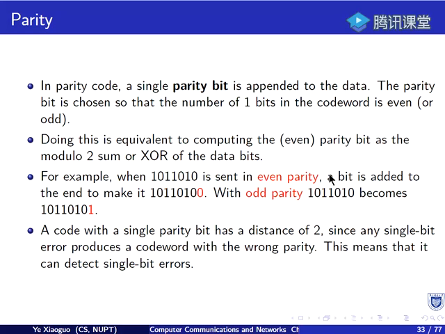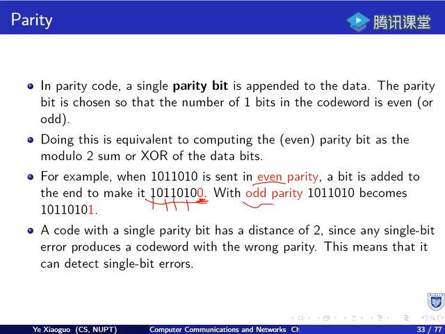Even parity means that in the transmitted bit stream, the number of 1 bits should be even. So the number of 1s is 1, 2, 3, 4. That is even, right? Since it is even, the bit appended should be 0.